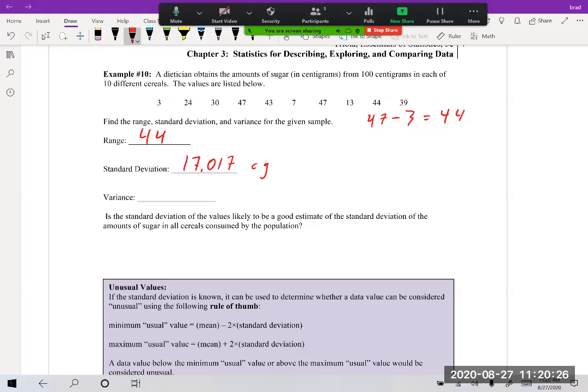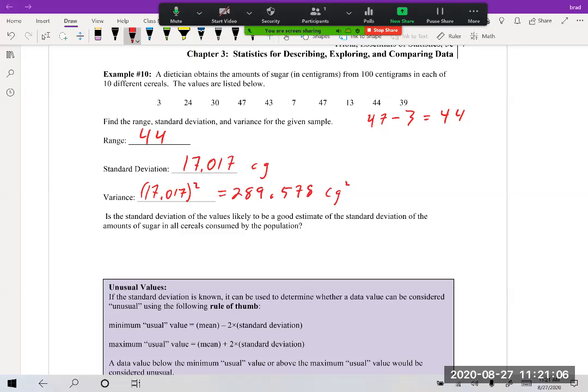And then the variance. Remember, the variance is whatever the standard deviation is squared. So I'm just going to do 17.017 squared on my calculator. 17.017, squared, and I get 289.578. Okay, 289.578 centigrams squared. Okay, because when you take centigrams times centigrams, you get centigrams squared. So that would be the variance. And again, the standard deviation we got from the calculator.